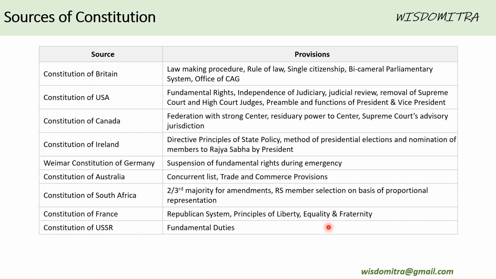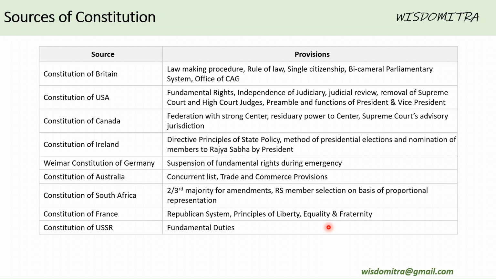Constitution as well. Coming to Canada, the federation with a strong center, residuary powers going to center, Supreme Court's advisory jurisdiction, that is Supreme Court's power to advise President of India when he or she asks for any judicial advice. These ideas have been taken from Constitution of Canada.